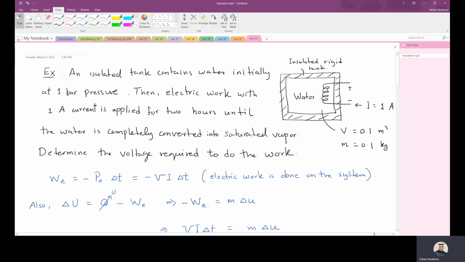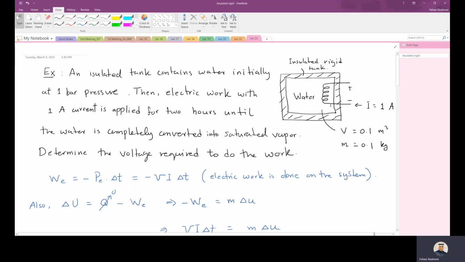So I'm now applying an electric work where the current is 1 ampere. It is applied for 2 hours. So the duration of this work is 2 hours, until the water is completely converted into saturated vapor. I'm starting with the initial state and the final state is saturated vapor. So the question is, determine the voltage required to do the work.